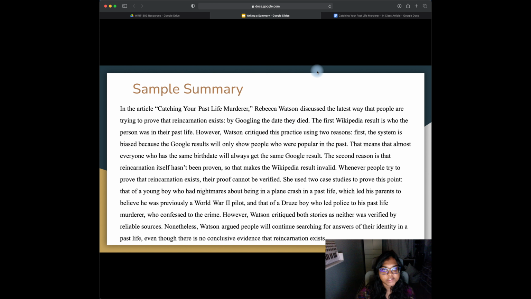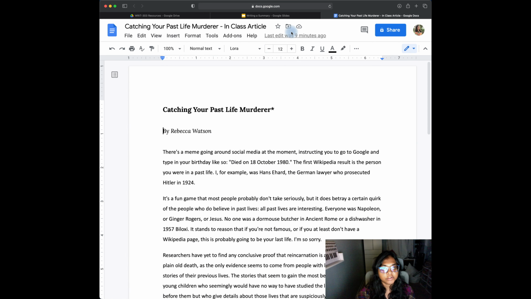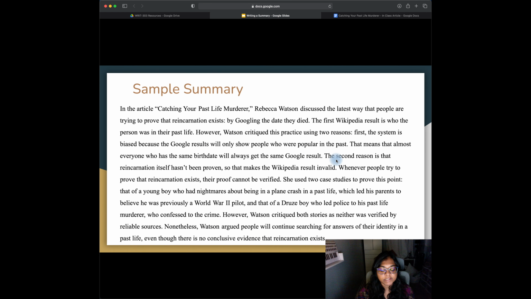I will not read this paragraph to you. Feel free to pause the video and read the article, and then read my summary of the article, just to compare and see the types of information that I excluded and the information that I included. But basically, I excluded a lot of very small supporting details, and I tried to focus more on the main ideas that were discussed in this article.